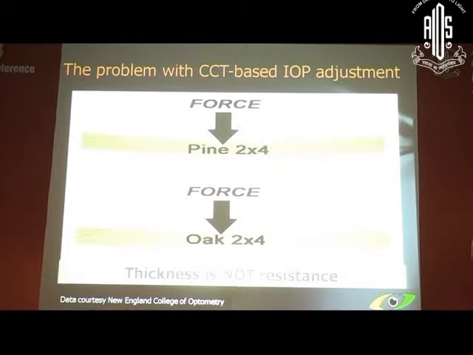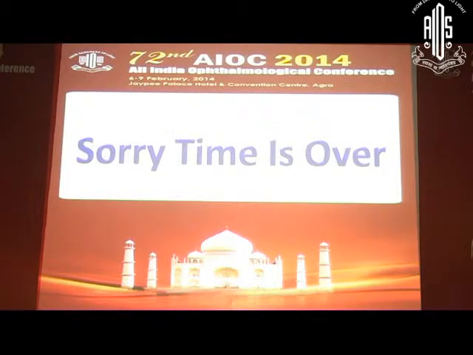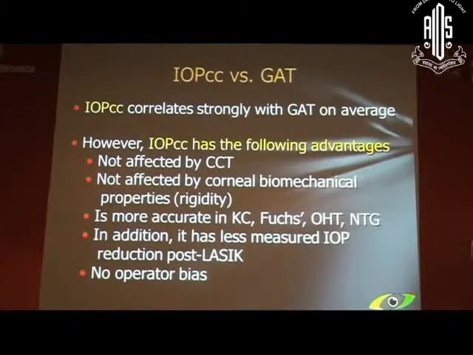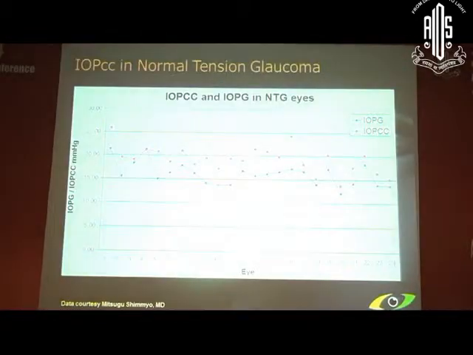If I take a piece of pine wood and I put a pressure on it, it will bend. If I take the same thickness of oak wood and put the same pressure on it, it will not budge. So it's not thickness alone that matters, and this is why it is important not to just do a thickness-based change on your intraocular pressures. So IOPcc correlates strongly with the Goldmann on average, but it has the advantage of not being affected by corneal thickness and by these other corneal biomechanical properties.